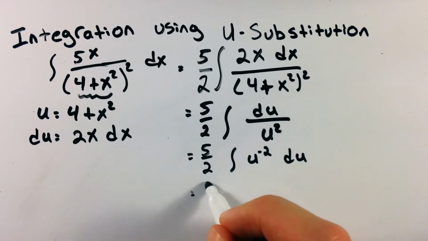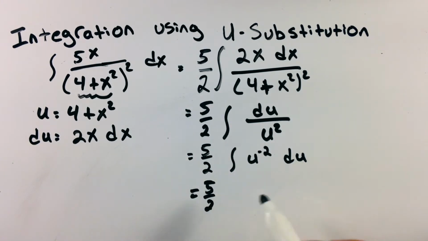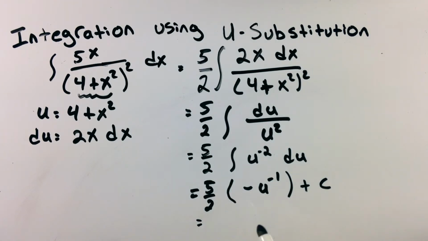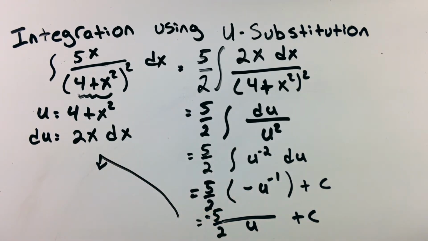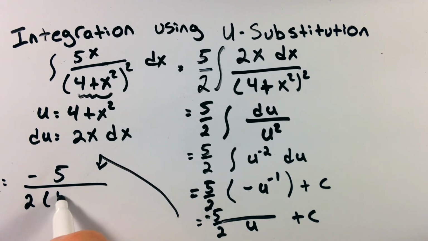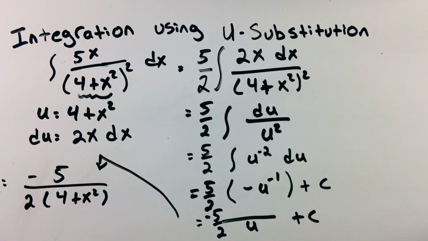I now can solve it by leaving that 5/2 out front. And then, well, the integral of u to the negative 2 power is just negative u to the negative 1 plus c. I now can rewrite this as 5/2 with the negative out front here times, well, u is in the denominator, plus c. And now I can plug those u values back in to get a negative 5 over 2 times my u value, which is 4 plus x squared. And don't forget our little plus c. And so our integral here now would be negative 5 over 2 times 4 plus x squared plus c.